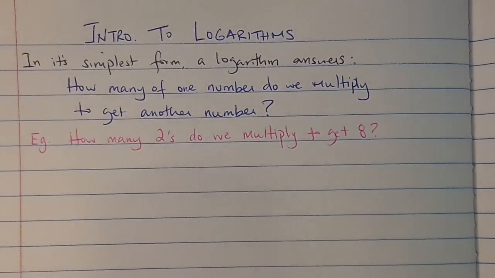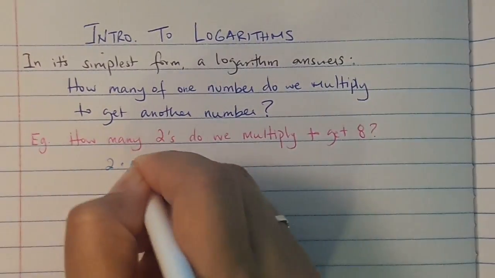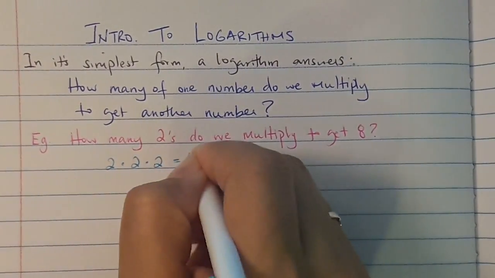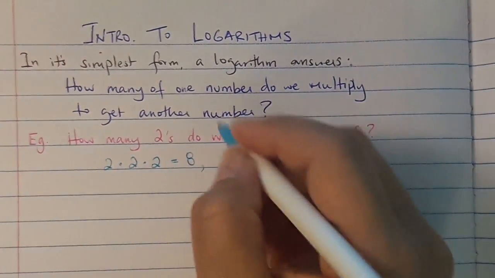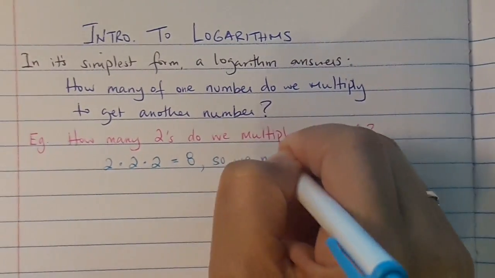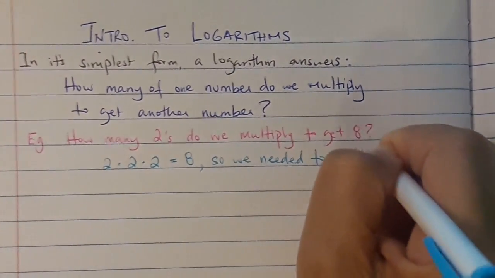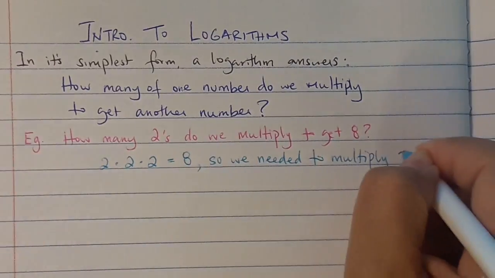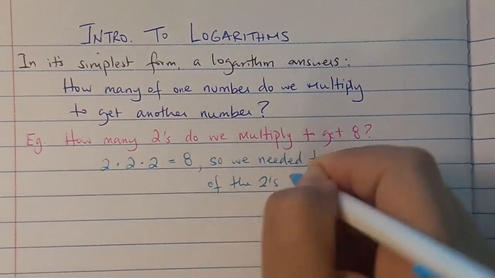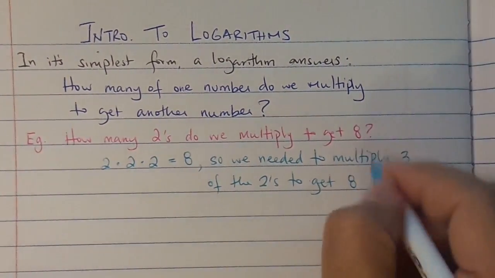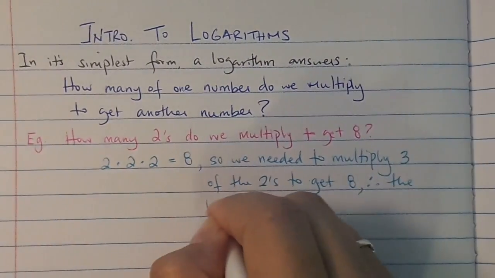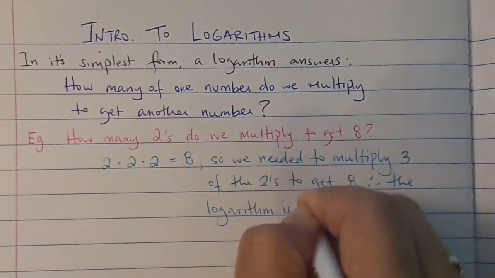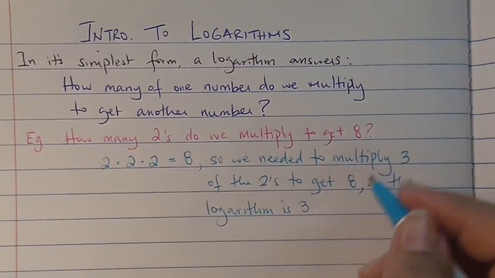Well, we know that 2 times 2 is 4, times another 2 is 8. So we needed to multiply 3 of the 2's to get 8. Therefore, the logarithm is 3. So again, how many of one number do you multiply to get another number? That's what a logarithm is.